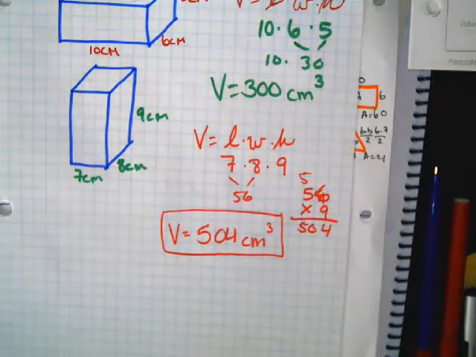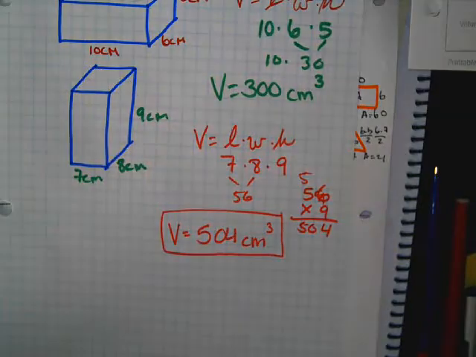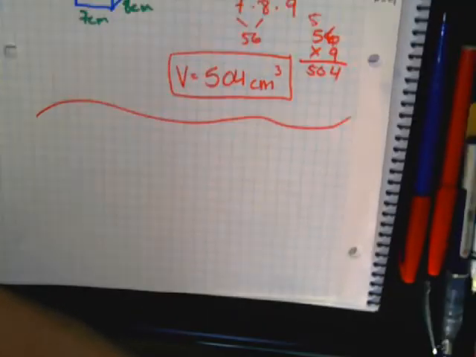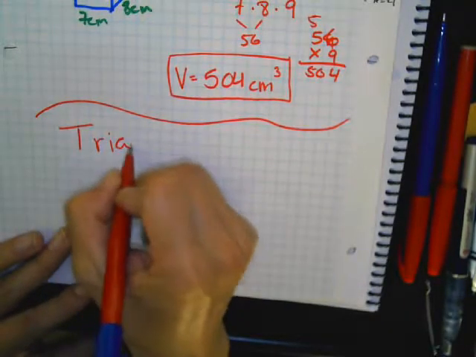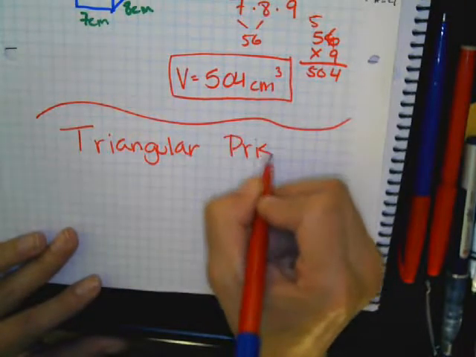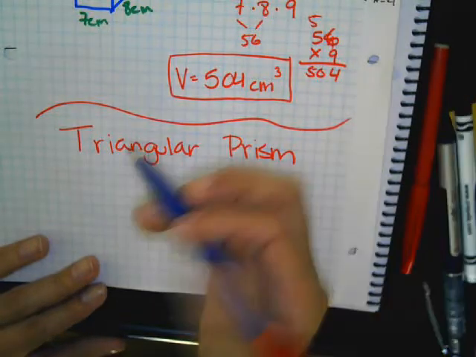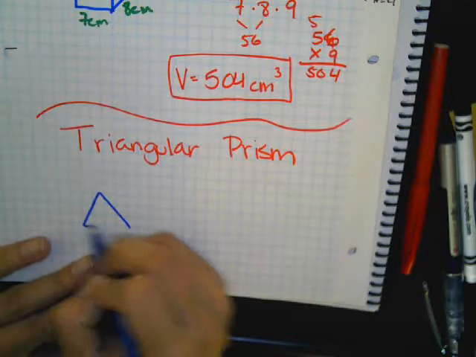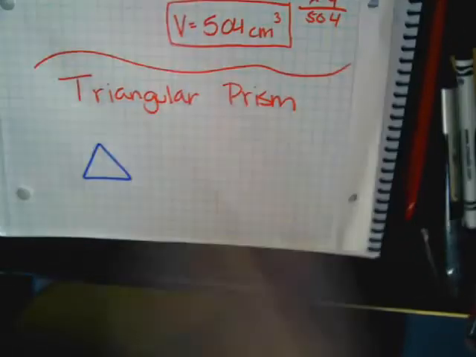Alright. So now we are going to do triangular prism. Why do you think it's called a triangular prism? So it starts off with a triangle. That's the base. Triangle. Now how do you find the area of a triangle?